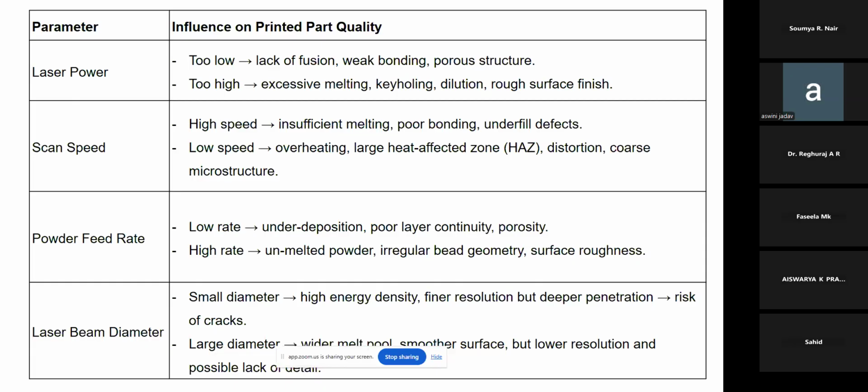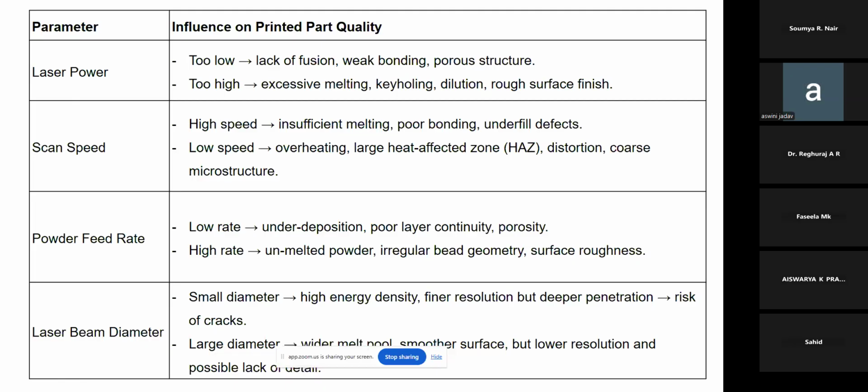Second one is the scan speed. That is done by the robot. If you go with the high speed, what will happen? Insufficient melting. The powder will be there, but it won't melt properly because it is moving in a very fast way. The energy requirement for melting the powder will not be sufficient. Because of that, what will happen? You will have poor bonding. You will have underfill defects. Outer surface, you may see it is melted, but inside there will be powder form, right?